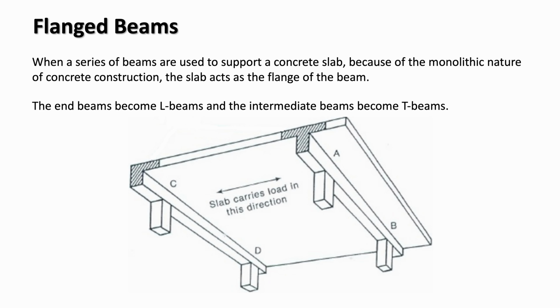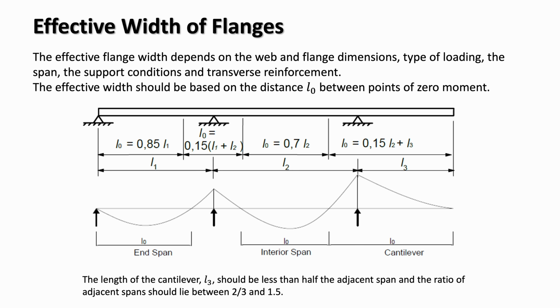As we discussed, when the slab and beam are cast monolithically, the slab acts as the beam's flange, and that means that the edge beams behave as L beams and the internal beams behave as T beams, as shown on this slide. The slab doesn't act as a flange across its entire width. Instead, the effective flange width depends on geometry, loading, and transverse reinforcement.